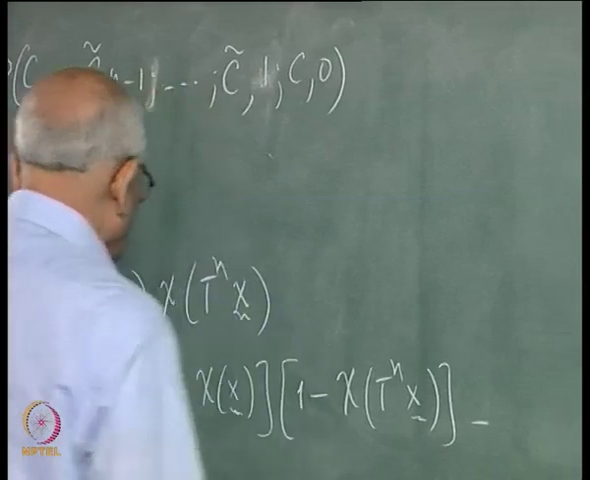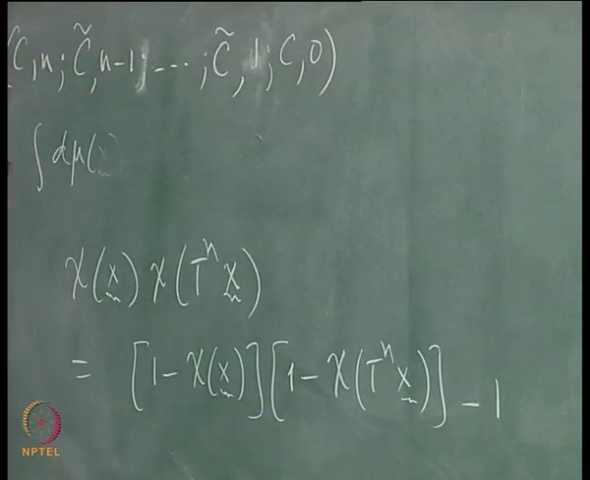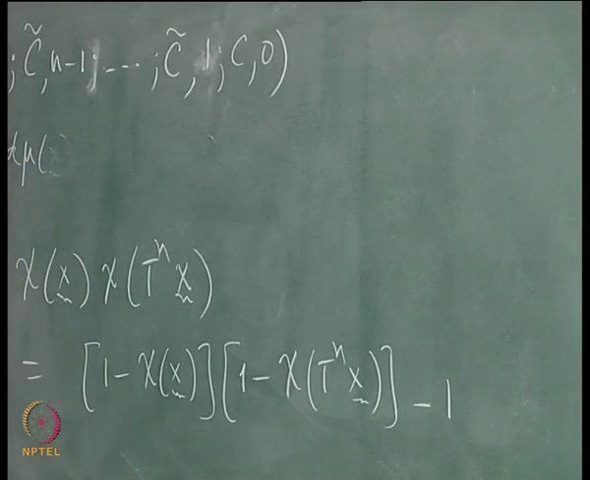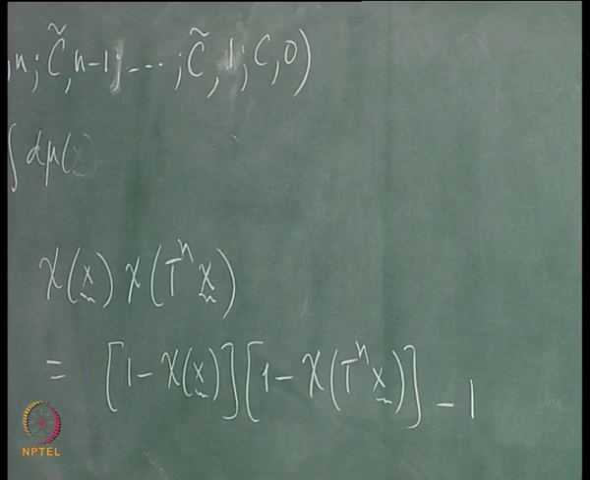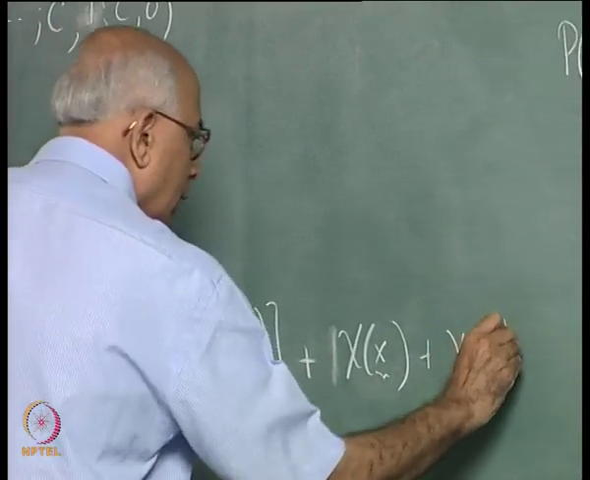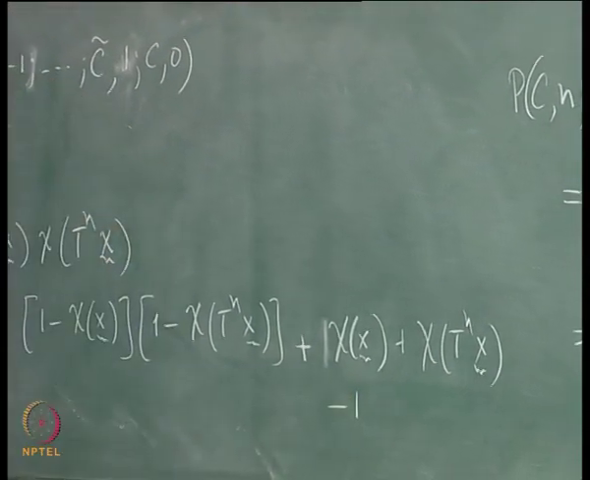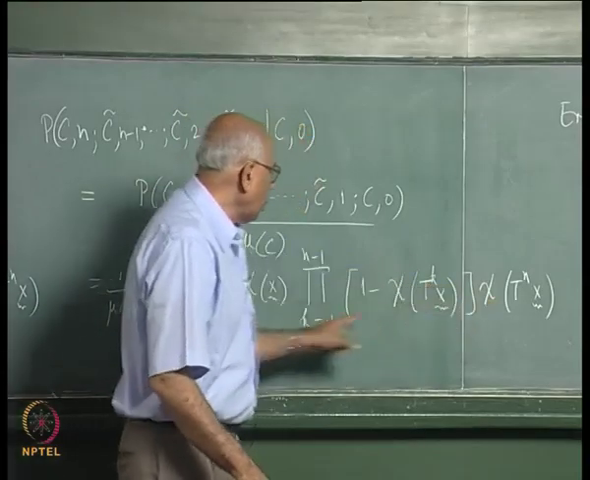So this minus, well, the first term that I have to subtract out is this 1 clearly, and then what else do I have to subtract? Plus χ of x plus χ of T to the power n x, right? Minus 1. I write it in this fashion. Okay. Now if I plug this in here, then what would this integral become?